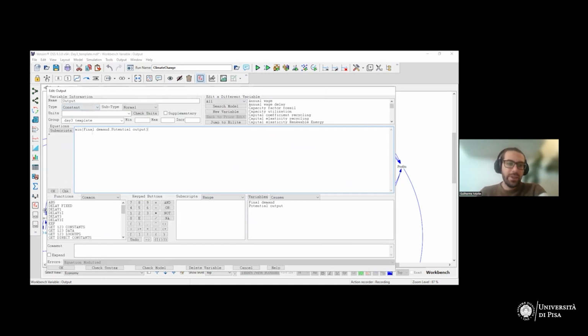This means that if final demand is, for instance, 200 and potential output is 150, then of course the output cannot be 200, right? It must be 150. But if demand is below the potential output, then there's no reason why the economy would be producing at maximum capacity, because then it's constrained by the level of demand. So this is the equation to give this result. This is the first part of the exercise.